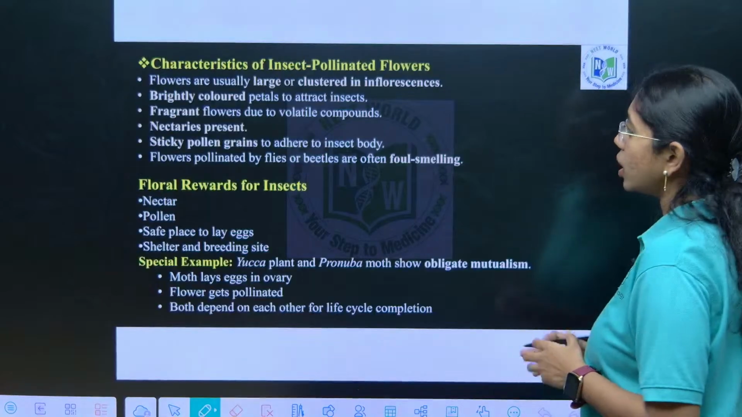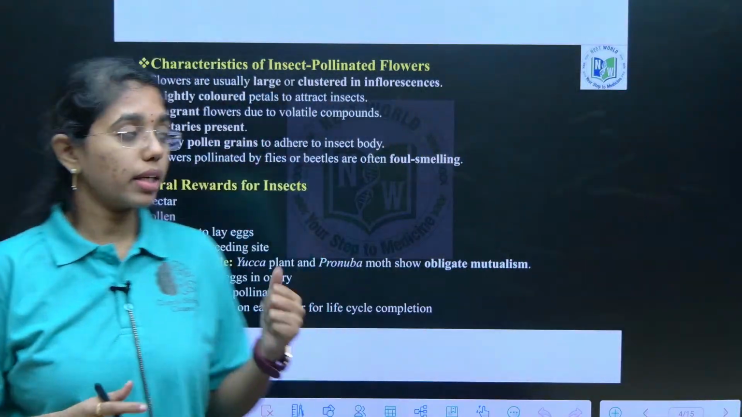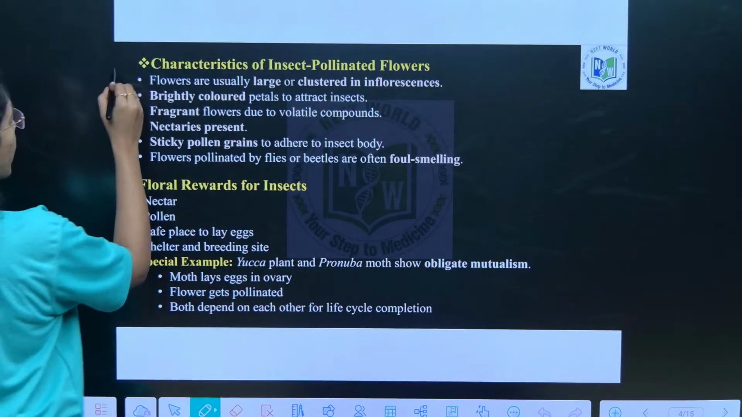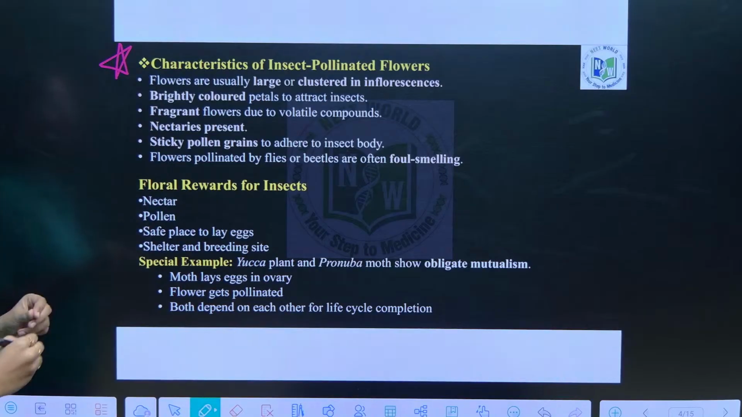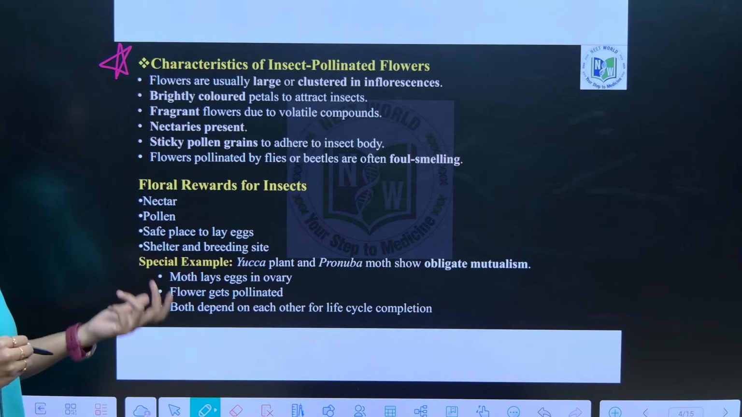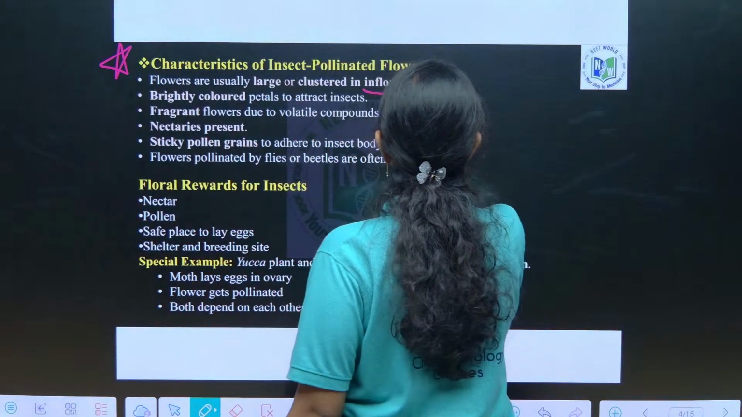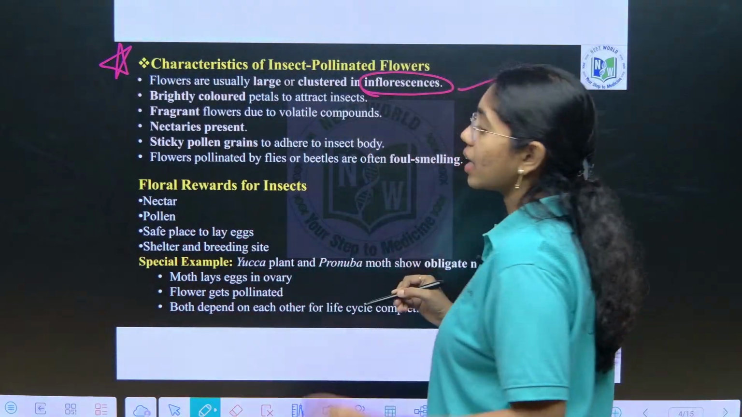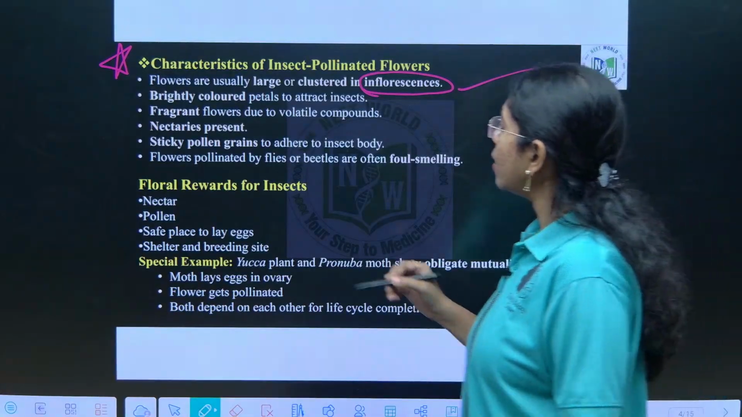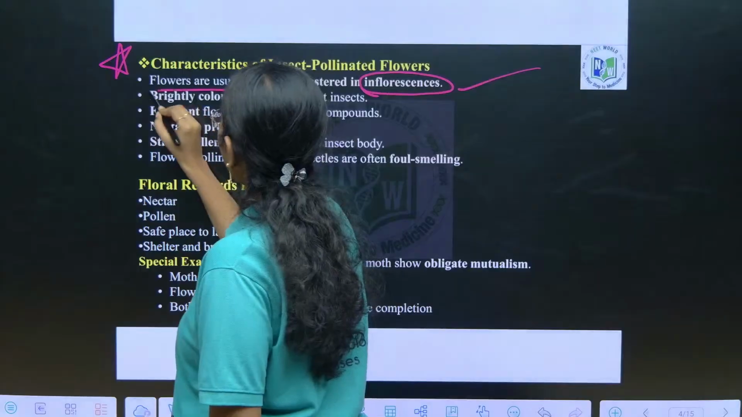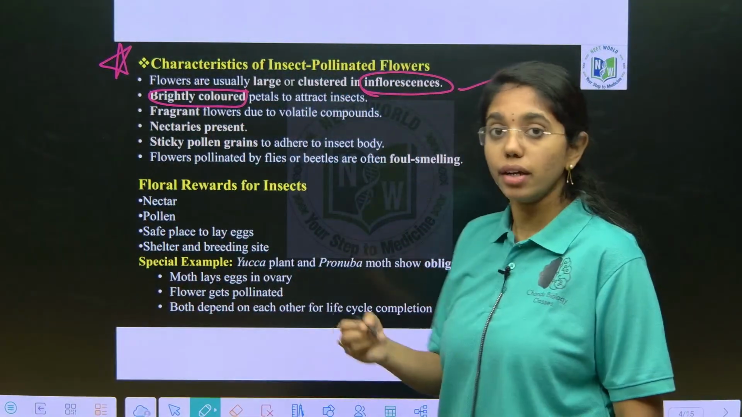So, here if you see the characteristics of insect pollinated flowers. What are the major characteristics of insect pollinated flowers? Here flowers are usually large and clustered in what? Inflorescences. Here flowers are large and clustered in inflorescences. They have brightly colored petals which will attract the insects.